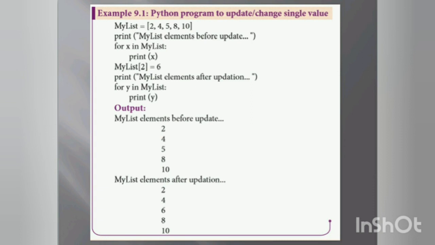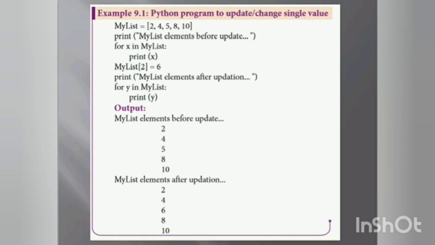Now you are going to change one element, that is my list of, within the bracket the index value you are specifying, that is 2. The 0 index value is 2, the 1 index value is 4, then the 2 index value is 5. So you are going to change the element 5. That index value only you are specifying here, that is my list of 2 is equal to whichever value you are going to change. The value to be changed you have to mention here, equal to 6. Instead of 5 you are going to update or change it as 6.